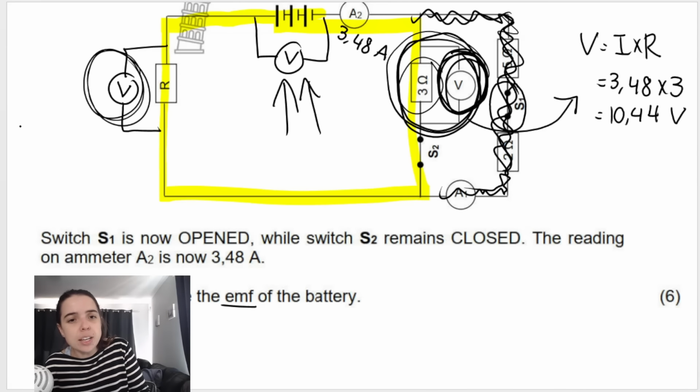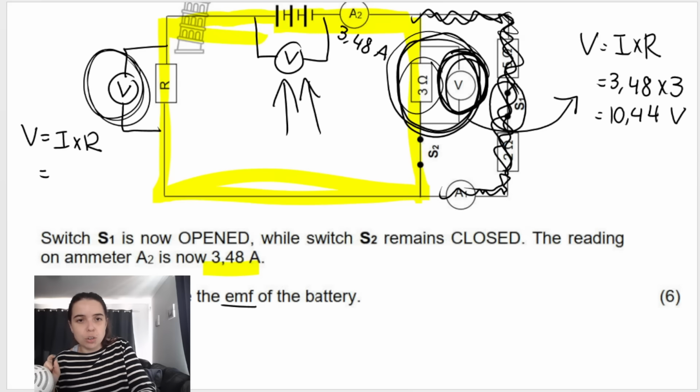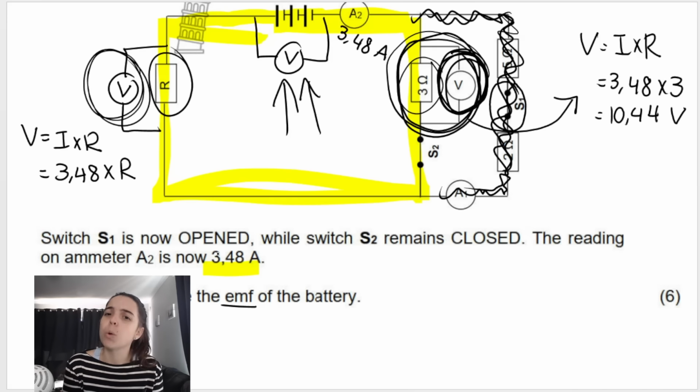No, because V is equal to I times R. We know the current. We said that the total current will flow. 3.48 amperes flows through the entire circuit. So yes, we know the current, 3.48. But do we know this resistance? No, times R. So now we reach a point where we're stuck.